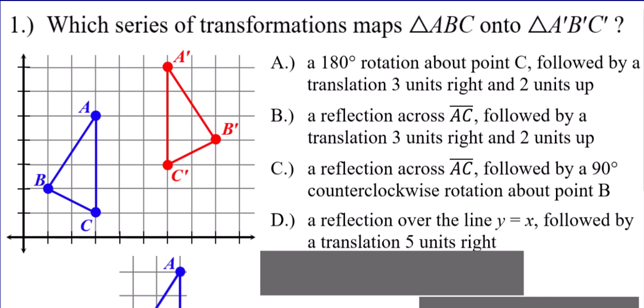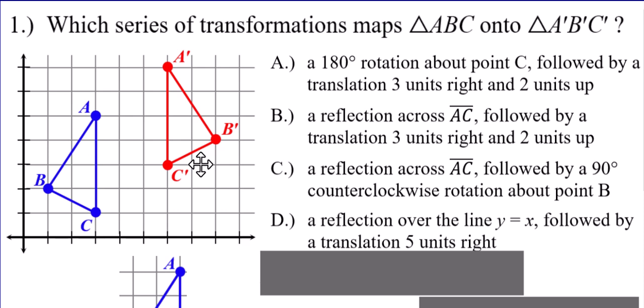Okay, let's do the first three problems. I've given you a total of 7 multiple choice problems, followed by 2 open-ended problems. Let's do the first 3 together. Problem number 1. Which series of transformations will map triangle ABC onto triangle A prime, B prime, C prime? The first thing I always do is see which one is the original, the one that does not have the primes, and then which one does have the primes. So that's what you've got to look for right away.